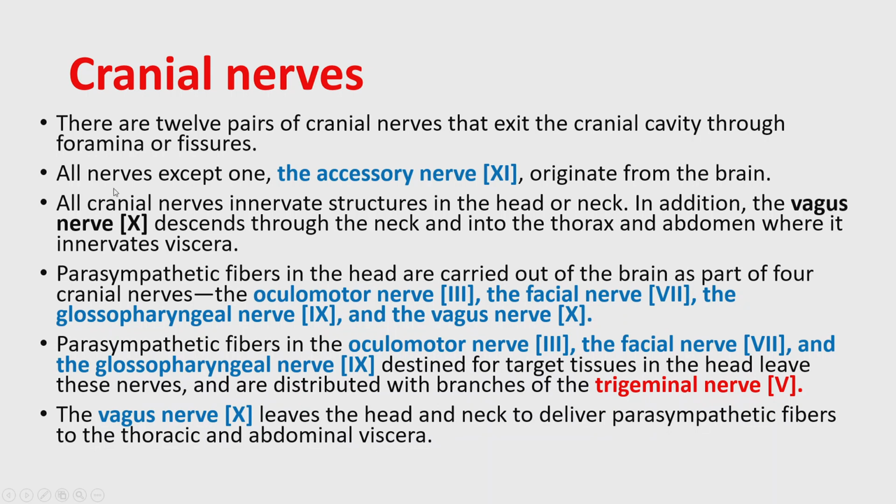This is another point. All the cranial nerves innervate the structures of the head and neck, with the exception, in addition, of the vagus nerve. We said that it goes through the thorax and abdomen to innervate the organs that we mentioned. Four cranial nerves contain the parasympathetic fiber or visceromotor fiber: the cranial nerves number 3, 7, 9, 10.